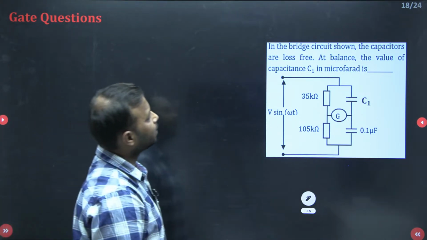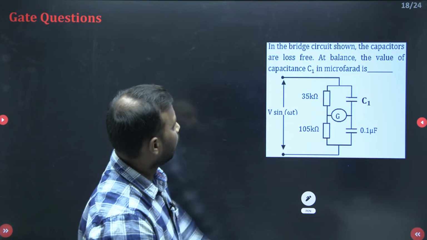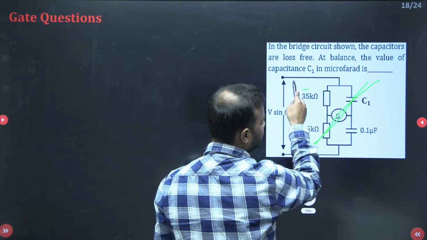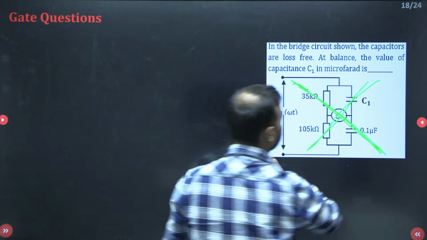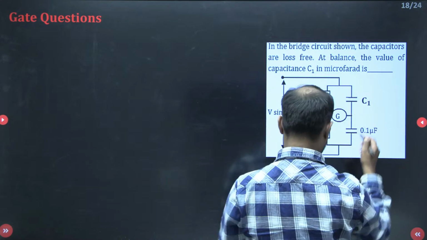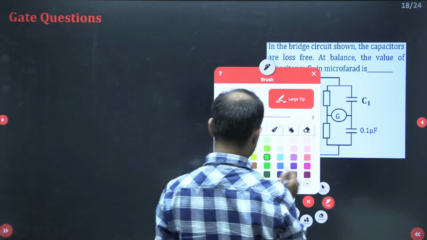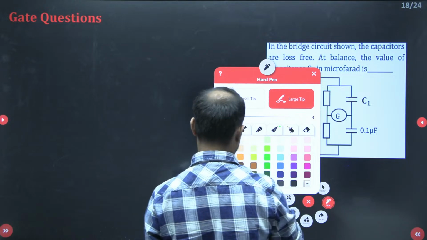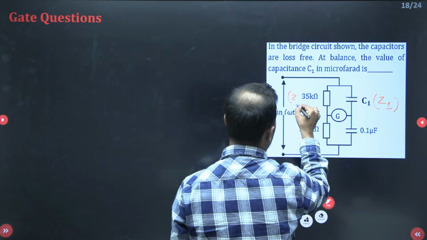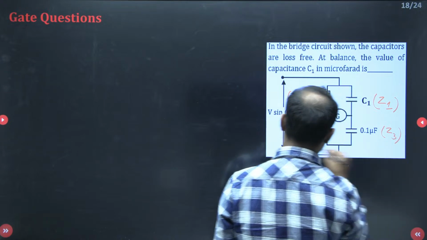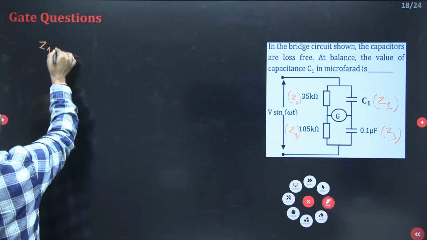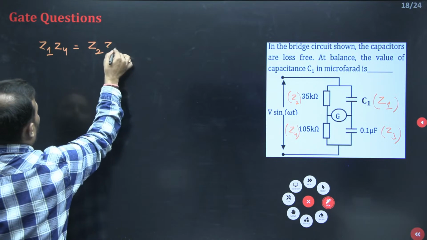Okay. Now since it is given that the bridge is balanced, so the impedance of the opposite arm, remember, the impedance of the opposite arm is equal to the remaining. Okay, any doubt? So let me take this value as Z1, this as Z2, this as Z3, and this as Z4. Okay. So under bridge balancing condition, Z1 Z4 is equal to Z2 Z3.